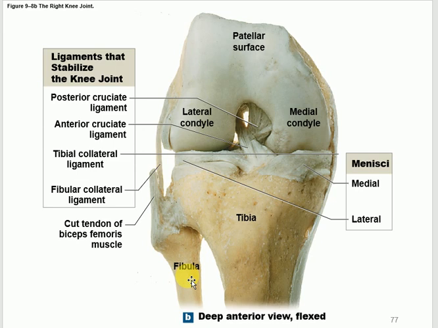What is that? Which bone of the leg is medial and which one is lateral? Tibia is medial and fibula is lateral. So if I have a ligament that is connecting the femur with the fibula, would that be the lateral or the medial? Lateral. And if I have another ligament connecting the femur to the tibia, medial collateral ligament. Medial collateral ligament and lateral collateral ligament.